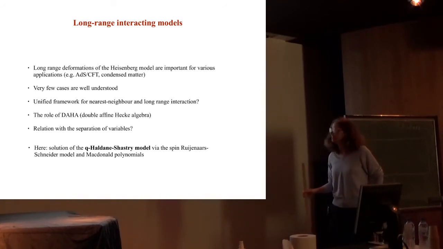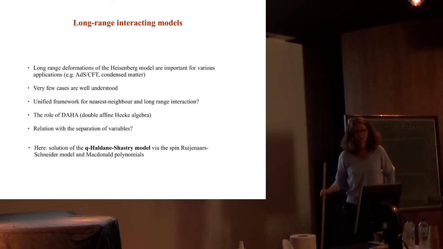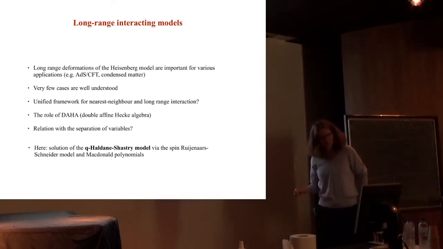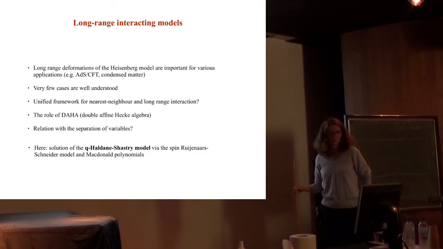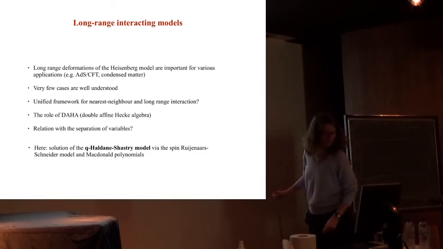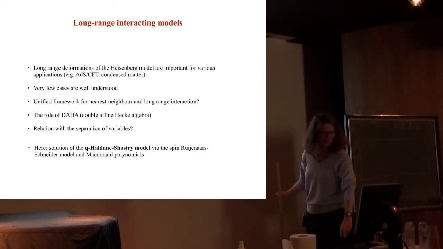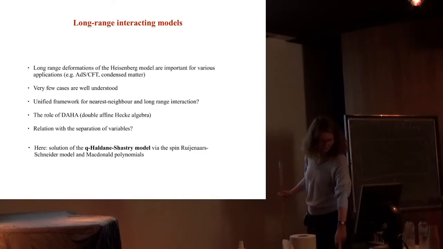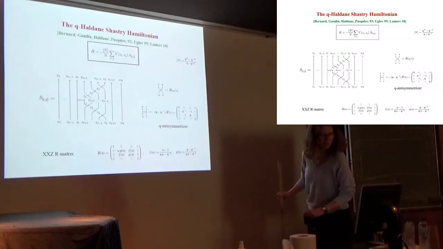And I'm also interested in the relation with the separation of variables. What are the separated variables for long-range interacting models compared to nearest neighbor? So here I will be interested in the special case of the q-deformed Haldane-Shastry model. It's done via the spin-Ruijsenaars-Schneider or spin-Macdonald-Ruijsenaars model and the relationship with Macdonald polynomials.